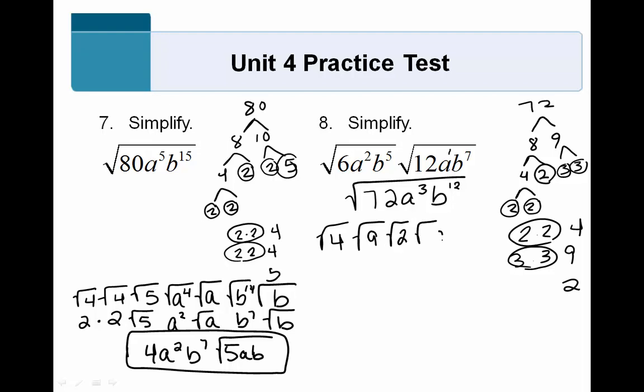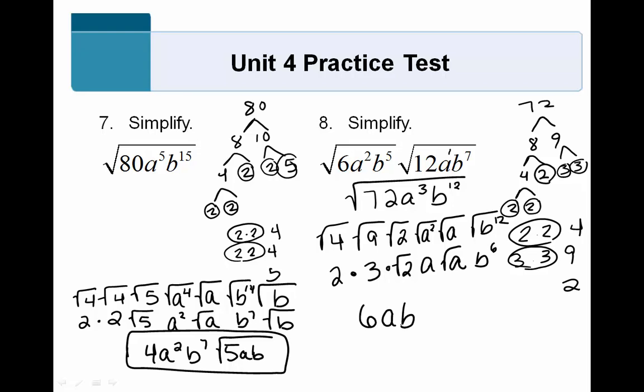I need to split up my a, take 1 away. There's my leftover. I can divide 12 by 2, so I can just leave that alone for a second. Okay, and now I'll simplify. The square root of 4 is 2. The square root of 9 is 3. Drop down radical 2. The square root of a squared is a. Drop down radical a. The square root of b to the 12th is b to the 6th. 2 times 3 is 6. So I have 6a b to the 6th square root 2a.